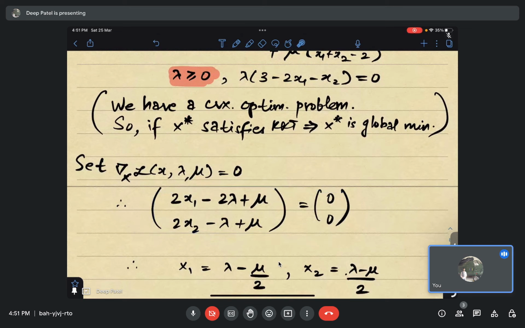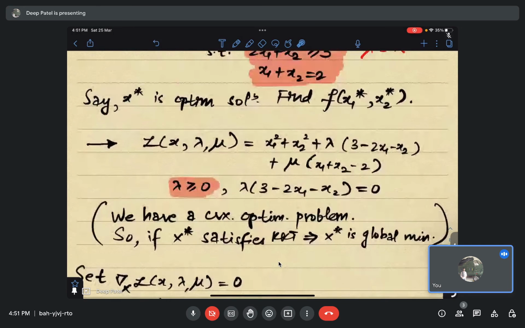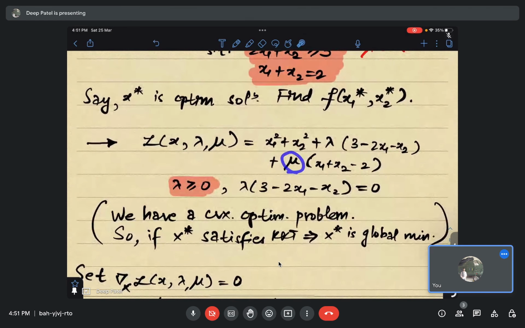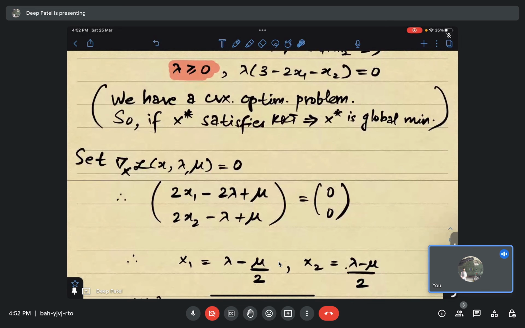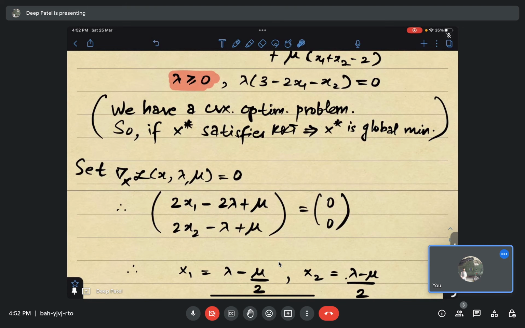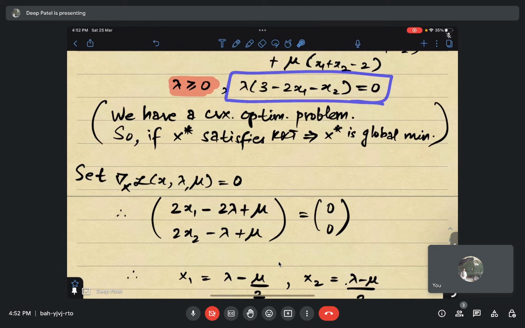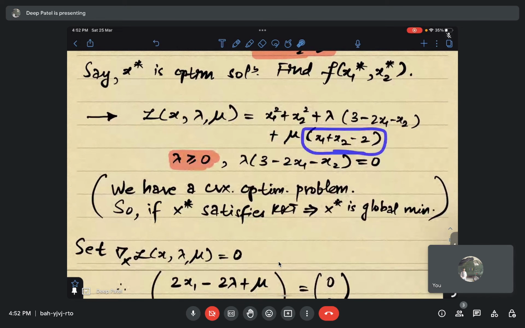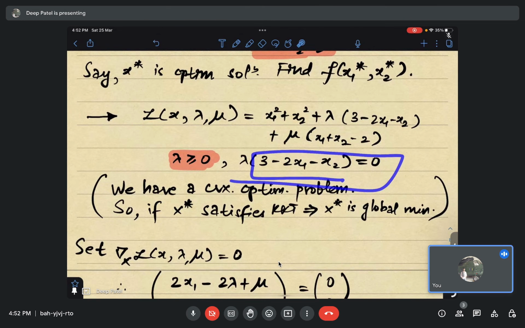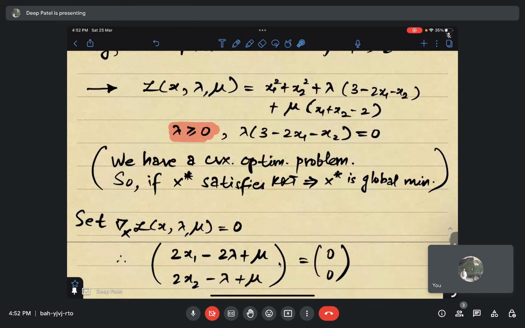So note, how many unknowns are there? 4 unknowns: lambda, mu, x1, and x2. And how many equations do we have? We have feasibility, then one complementary slackness, and then this. So there are 5 in all. For now, let's ignore the inequality one because we want to compute the exact value. So 1, 2, 3, 4.